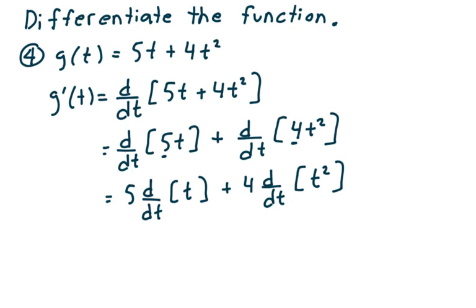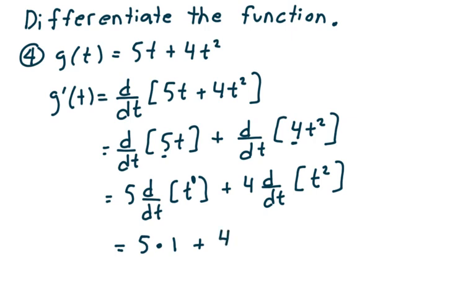And in both cases, it's with respect to t. Okay? Now remember, we're differentiating with respect to t. And so the derivative of t is 1. Remember, in this example, this is understood to be t to the first. Okay? The derivative of t is 1. The derivative of t squared with respect to t is 2t.